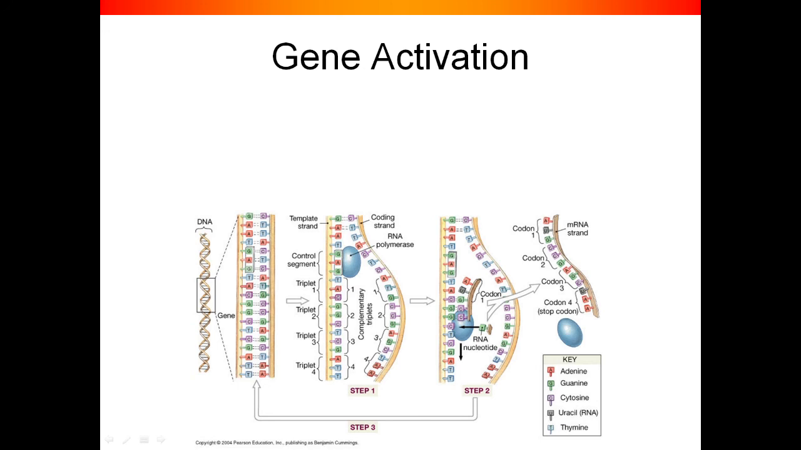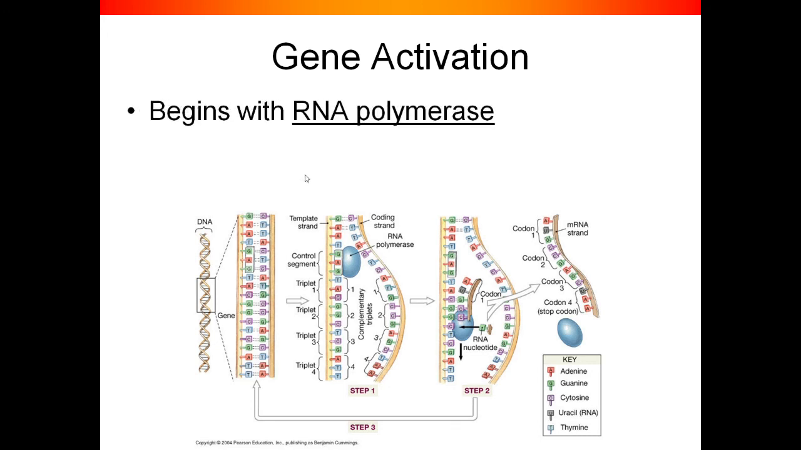The first step is gene activation. Okay. So what's happening here is we're going to have an enzyme called RNA polymerase. And what that RNA polymerase is going to do is unzip the DNA. Okay, here's our DNA right here. We need to unzip it so that we can access these nitrogenous bases to look at the triplet codes.